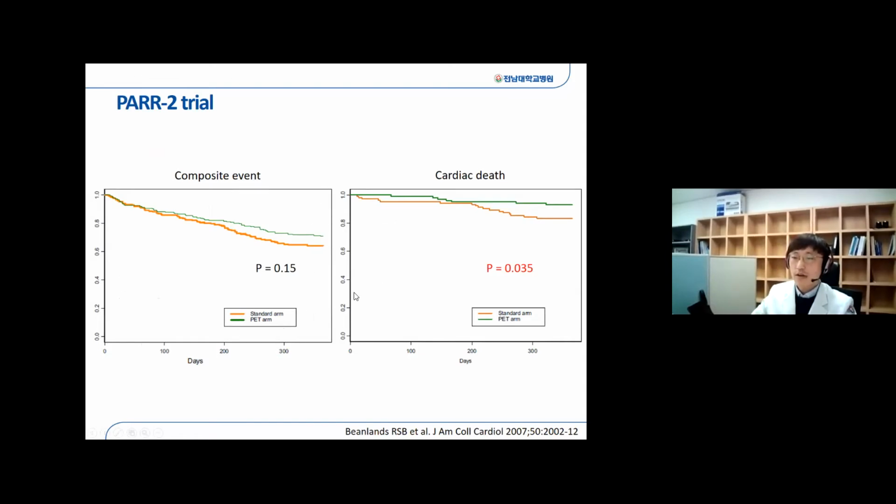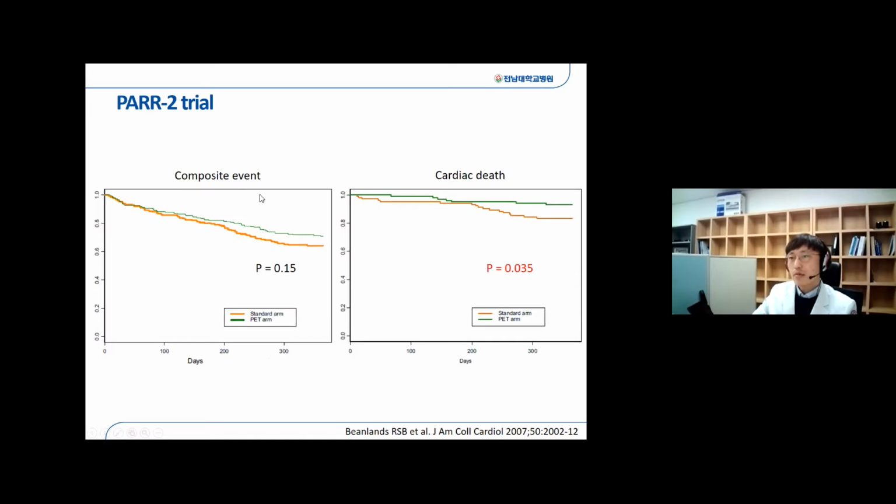In this trial, the patients were randomized to the standard arm and the PET arm. The standard arm did not receive FDG PET for viability testing, and in the PET arm, the patients received FDG PET for viability testing. They found no significant difference in prognosis between the two groups, but cardiac death was significantly lower for the PET arm.